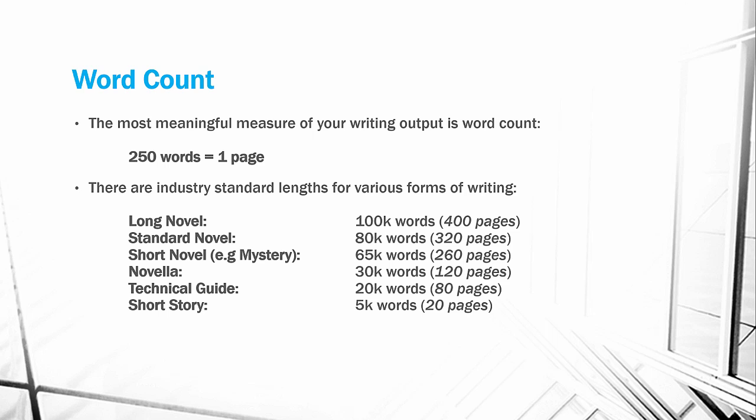There are some industry standard lengths, and some terms that we use for ranges of word and page length. For instance, a long novel might be 100,000 words long or 400 pages. A standard novel, the good old number that I always remember, is 80K words, or 320 pages. A short novel, like a mystery novel, cozy novels, can get down to about 65K words, 260 pages. Novellas usually fall into the range of about 30K words or 120 pages.